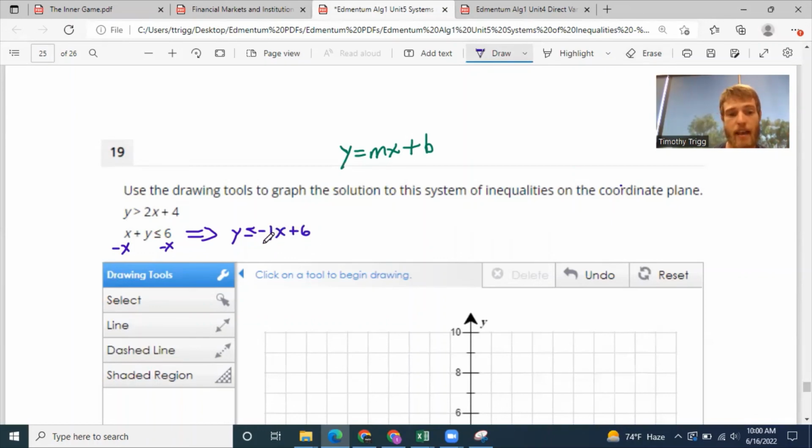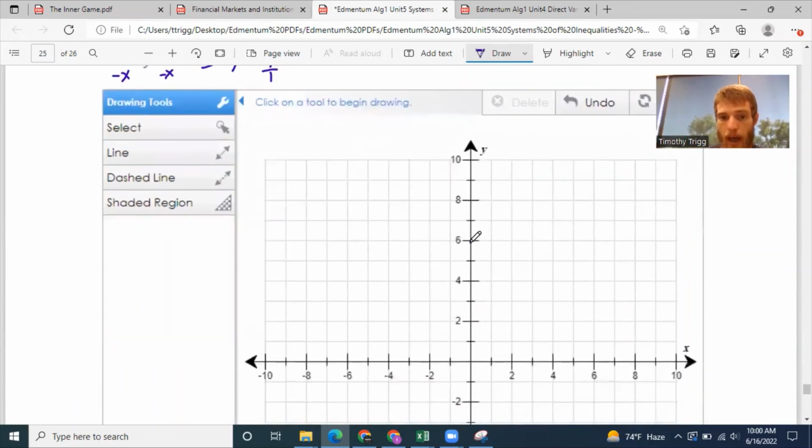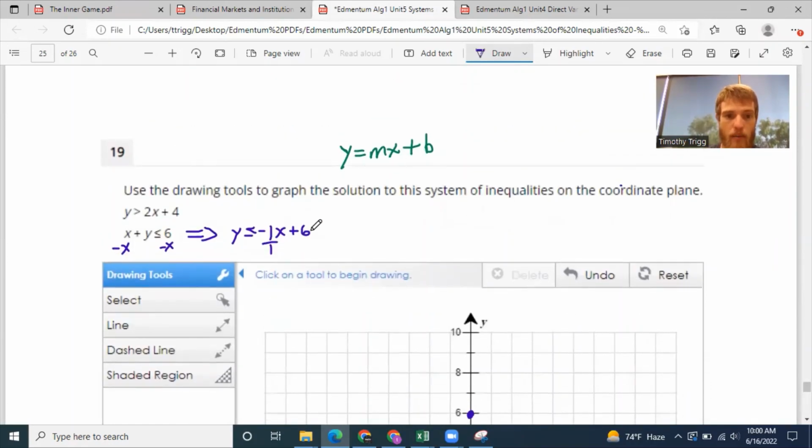Or you can think of it as negative 1 over 1. So for any whole number, you could think of it as over 1. But so that should be down 1 over 1. So let's go ahead and draw this inequality to start. I know my y-intercept is 6. So on the y-axis, I put a point at 6. That's our b. That's the y-intercept.